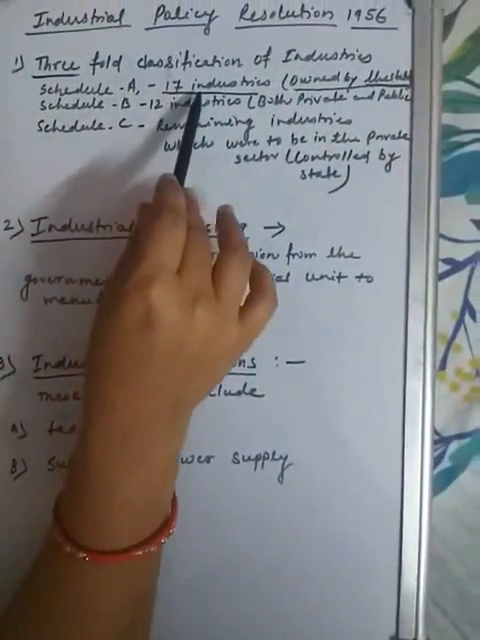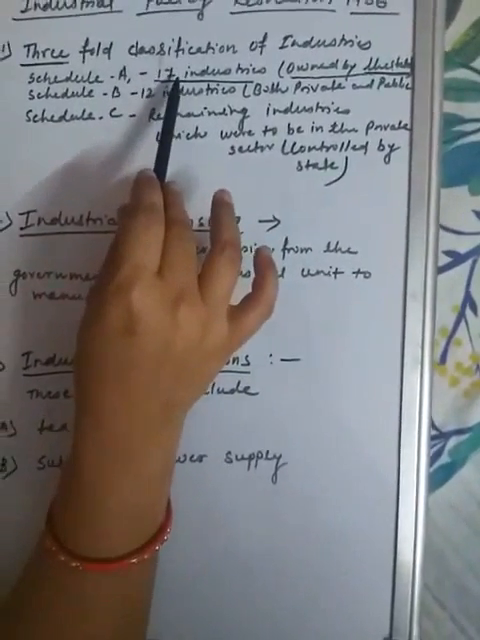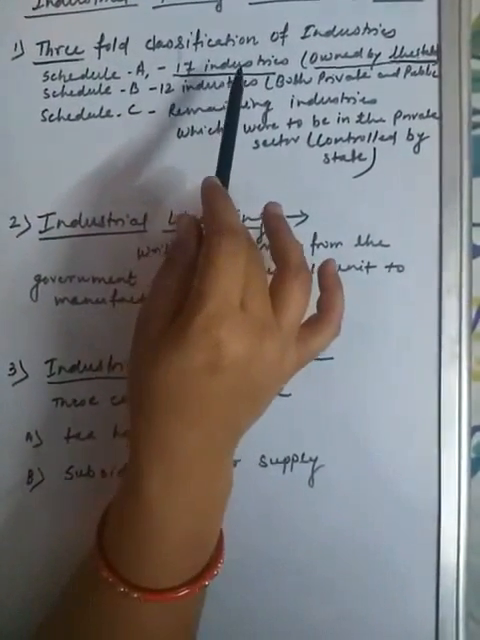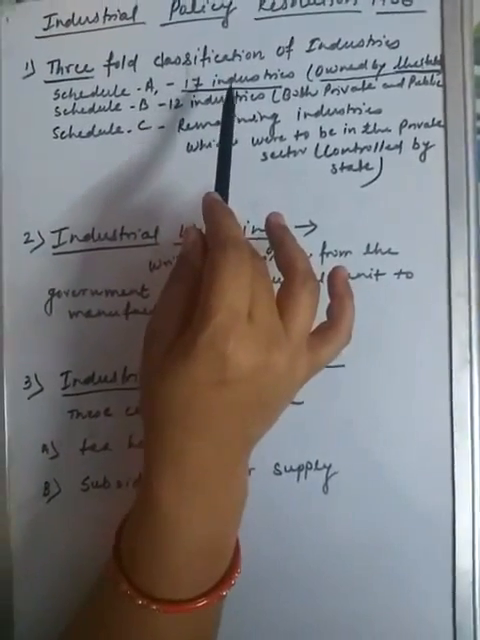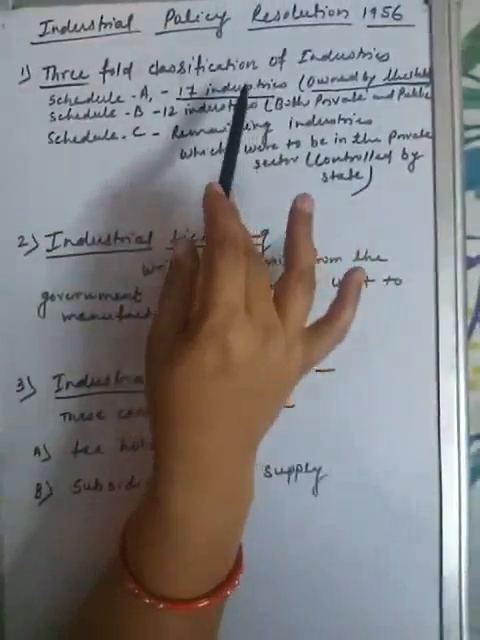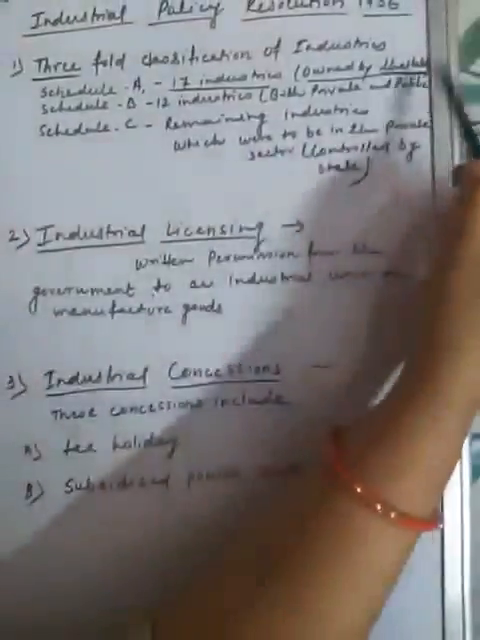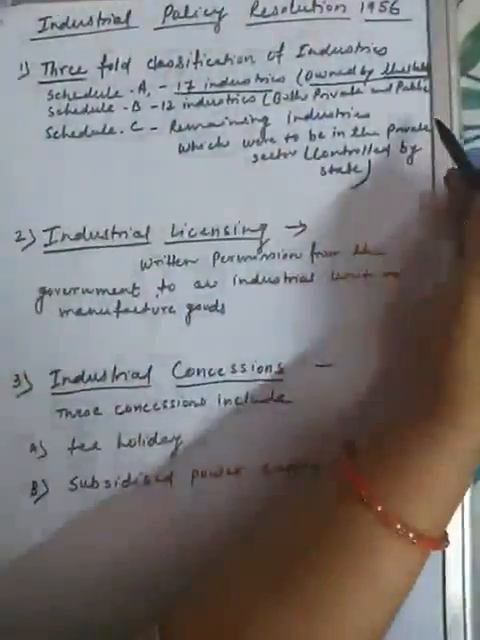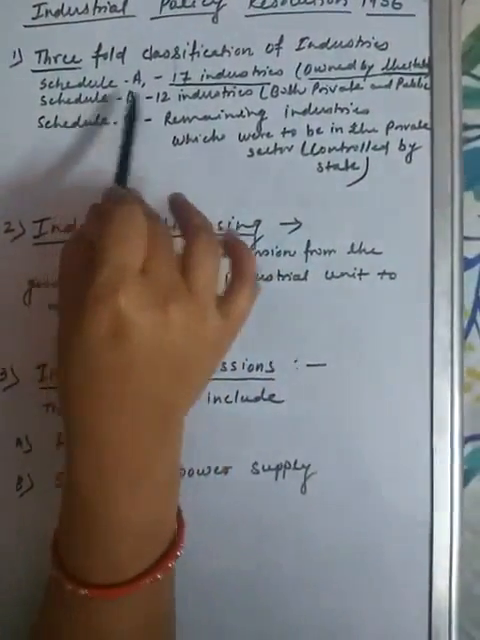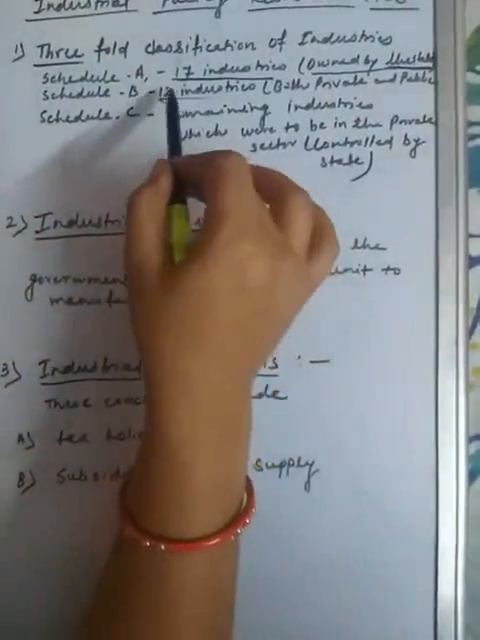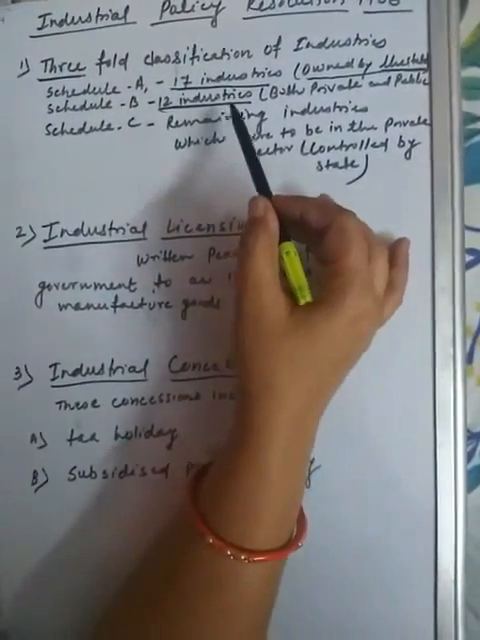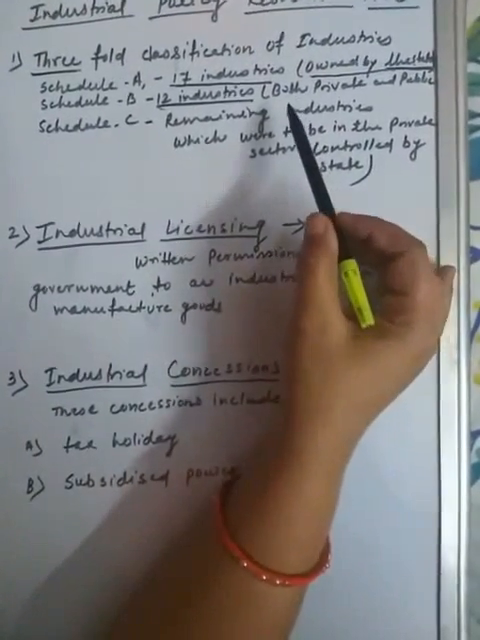The examples of these industries are railway, defense equipment, atomic energy, heavy and core industries, aircraft, oil. Basically, those industries were taken which are directly related to the safety and security of the country and the welfare of the country. Second one is Schedule B, 12 industries. In this schedule, 12 industries were placed, which would be progressively state owned.